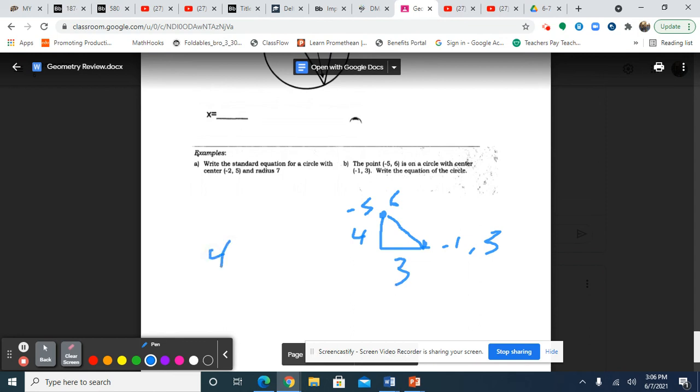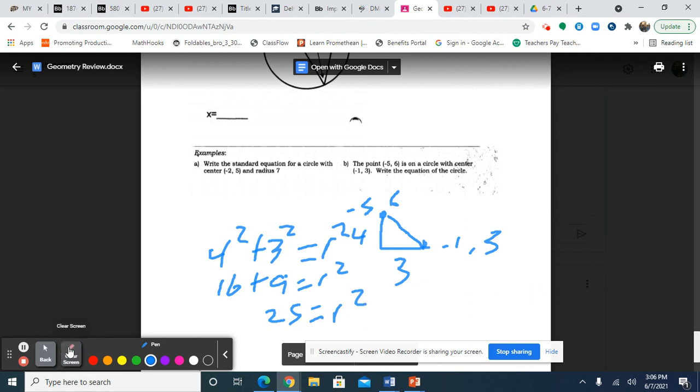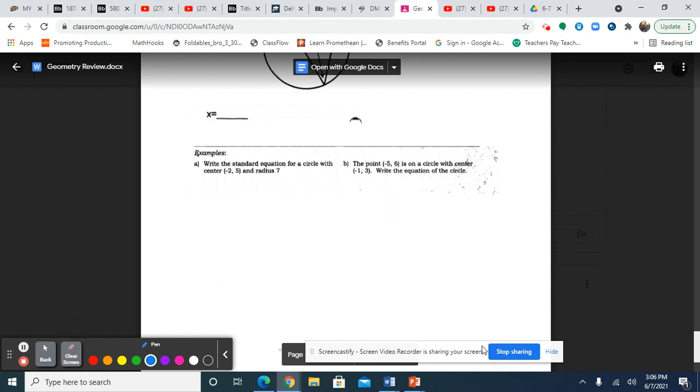So we have 4 squared plus 3 squared equals r squared for our radius. So 4 squared is 16, 3 squared is 9. So that's 25. And we can leave it right there because we're going to square the number anyways. So r squared is 25. So if we write the equation of our circle, we have the center is x is -1, so it's going to be x plus 1. We have y minus 3 is equal to 25.